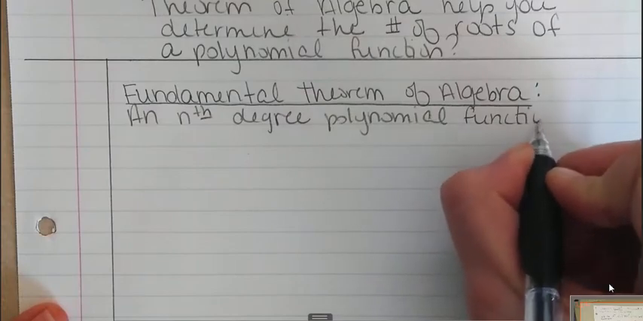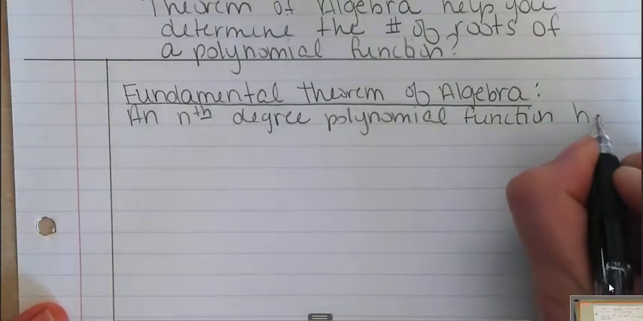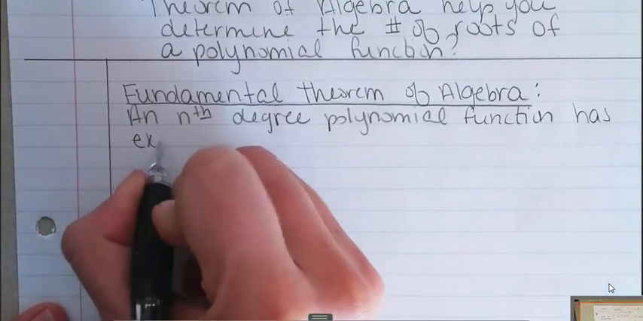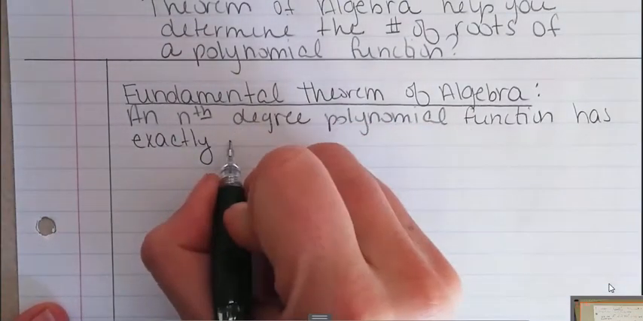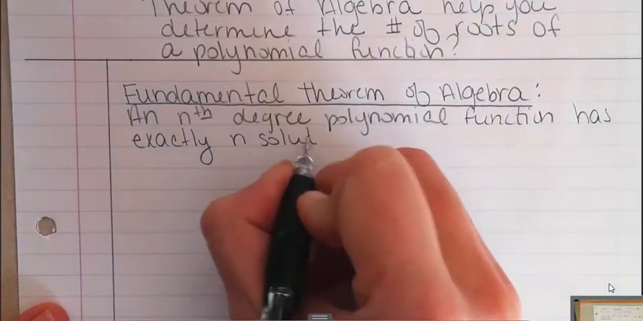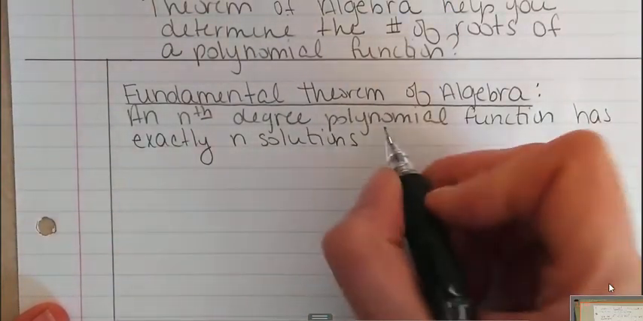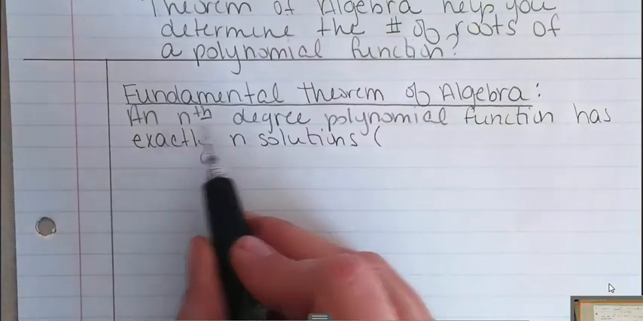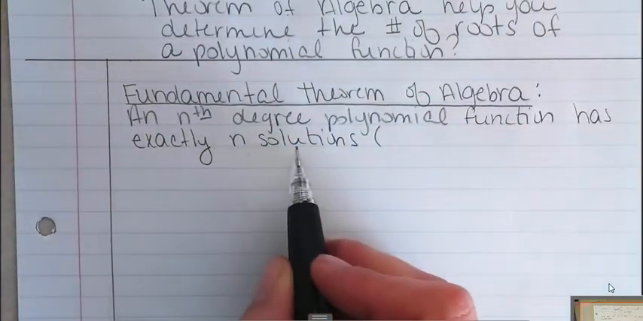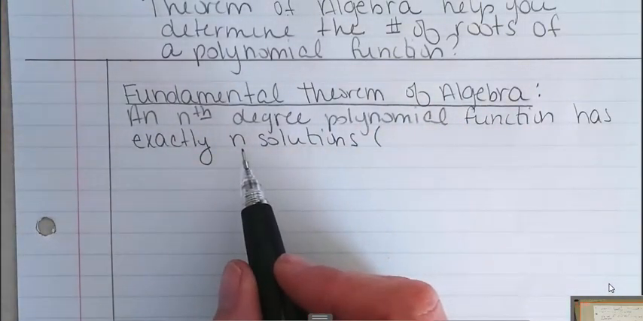function has exactly n solutions, and this is counting all the real solutions, the complex solutions, so those that might have an i in them, and any repeated solutions. Okay, so an nth degree polynomial function has exactly n solutions. So if it's a third degree polynomial function, you know that it will have 3 solutions.